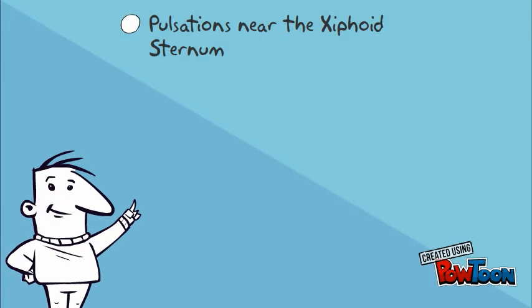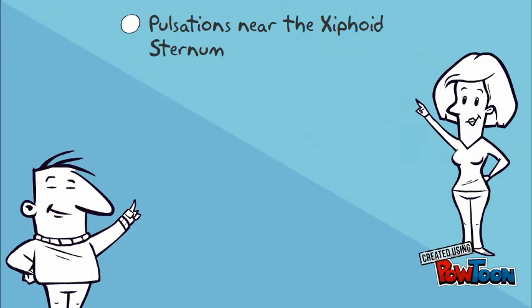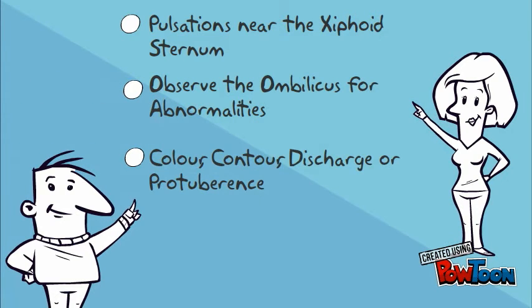Is there pulsation near the xiphoid sternum? Abdominal aorta pulsations are visible in many thin people. Observe the umbilicus for abnormalities, color, contour, discharge, or protuberance, and is usually midline, depressed beneath the abdominal surface.